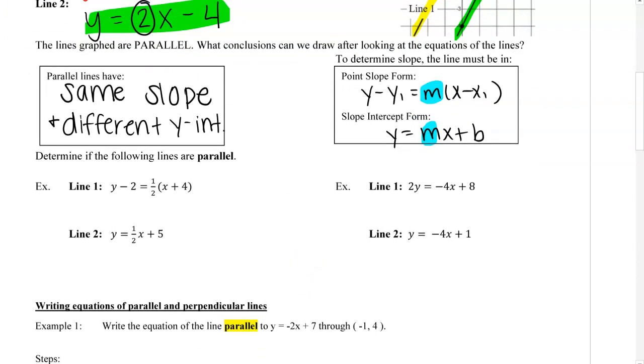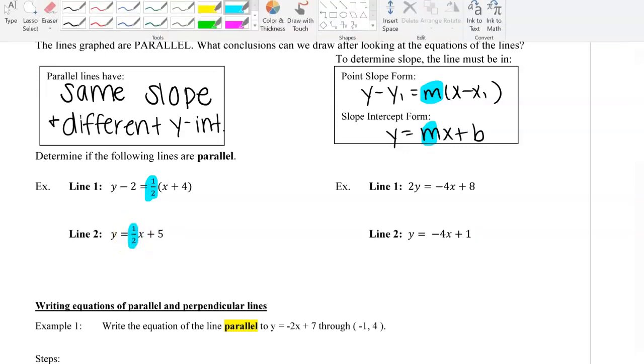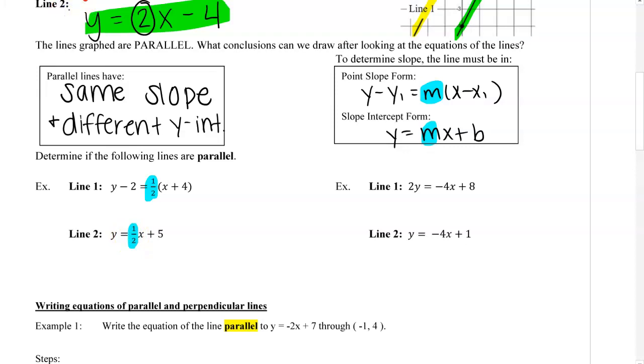So for this first example, the first equation is in point slope form, and I can see that the slope of this line is 1/2. The second line is in the form y equals mx plus b, or slope-intercept form, and I can also see the slope from the equation of the line. So since this slope is 1/2 and this slope is 1/2, yes, these lines are parallel.